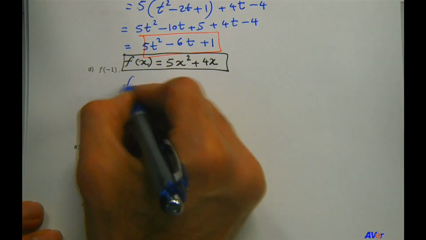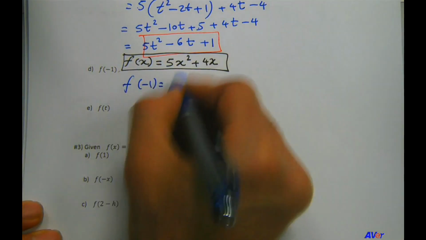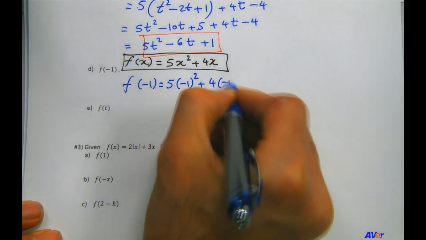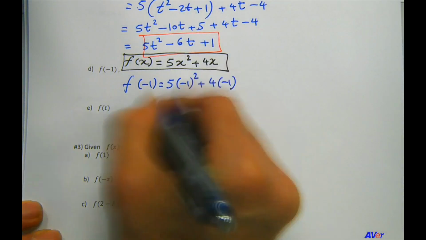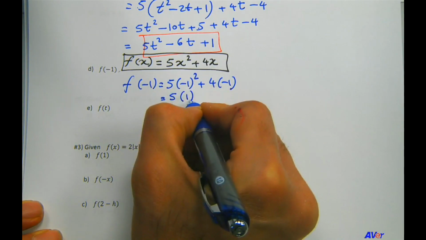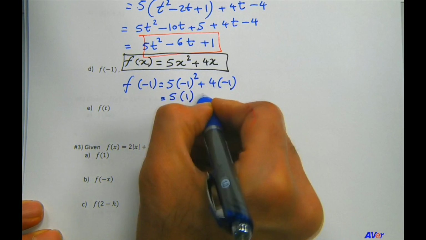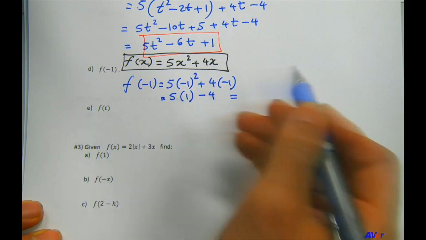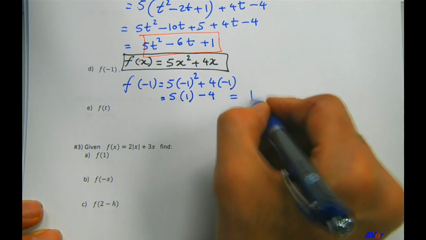Okay, so f at negative 1 equals 5 times minus 1 squared plus 4 times negative 1. So that is equal to 5 times minus 1 squared is positive 1. 4 times negative 1 is minus 4. So 5 times 1 is just 5. Minus 4 is 1.